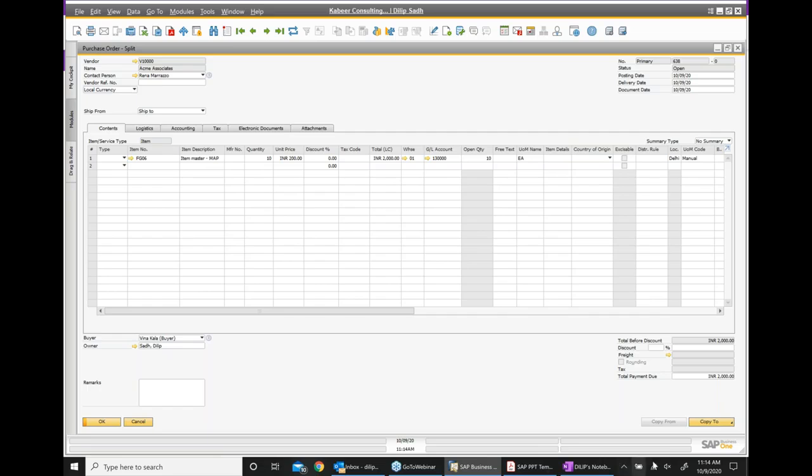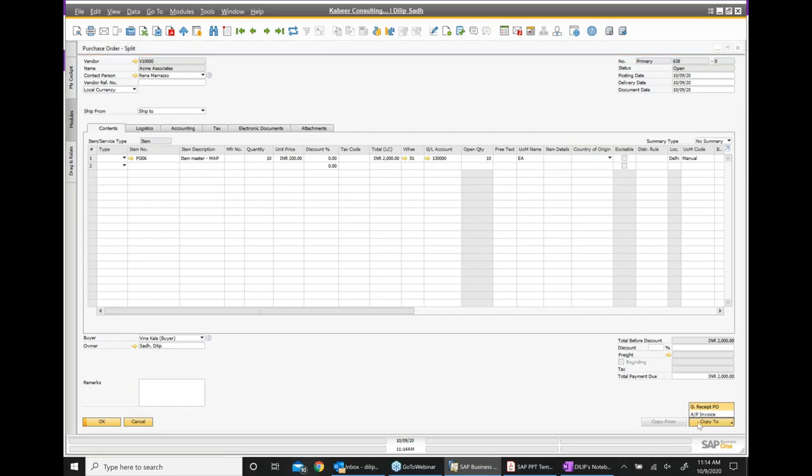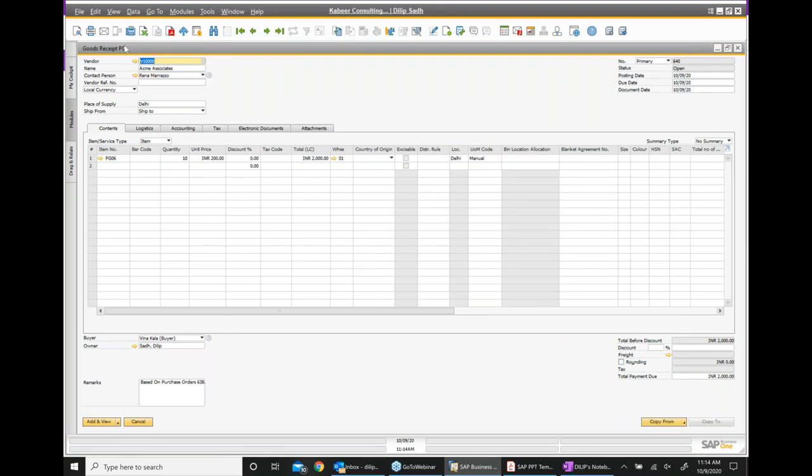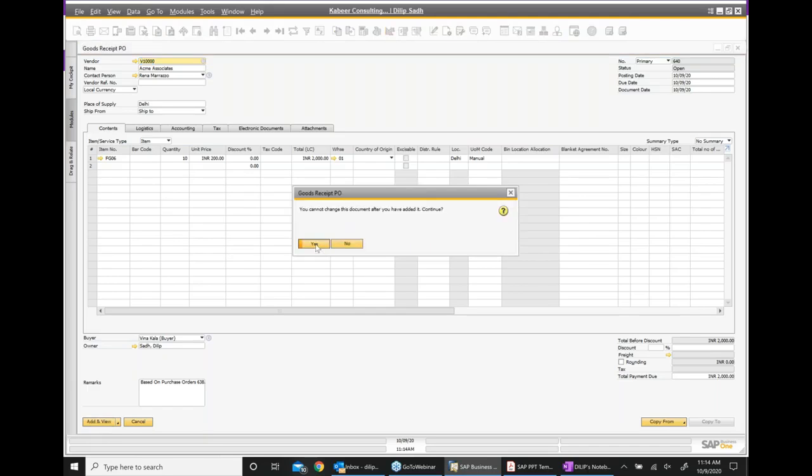After the purchase order, the next thing you want to do is a GRPO. So now I want to do the goods receipt. This is my vendor, this is my item number, this is my price, $200, item cost. Then I add. So 10 quantity, unit price 200, and I add it. Say yes.